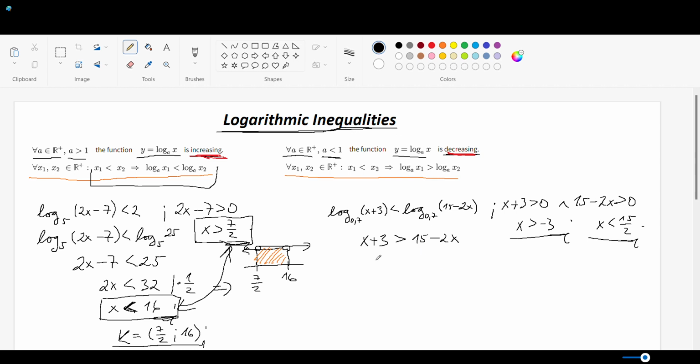So we now solve this inequality, which is 3x is greater than 12, which means, we multiply by 1 over 3, x is greater than 4. Okay, now we have to keep in mind that this is the solution of this inequality, but as we are solving this inequality, we have to keep in mind that these two conditions must be met also, and also of course the condition for the solutions.